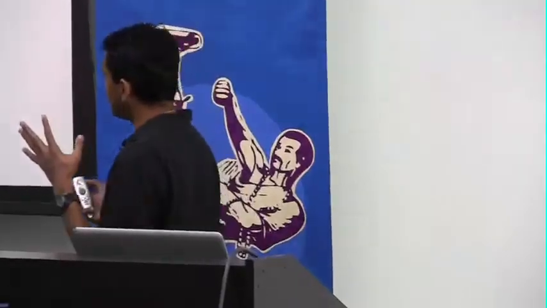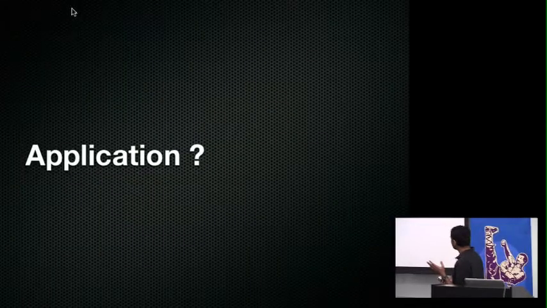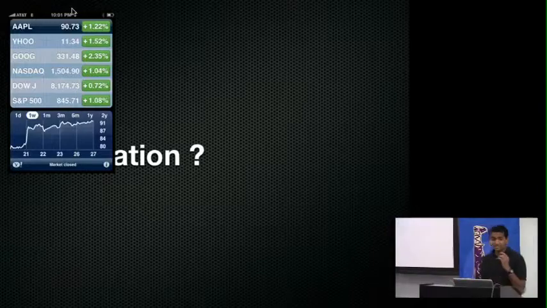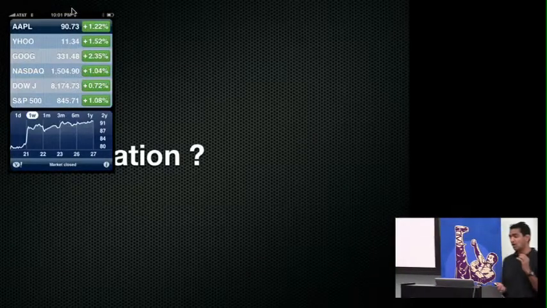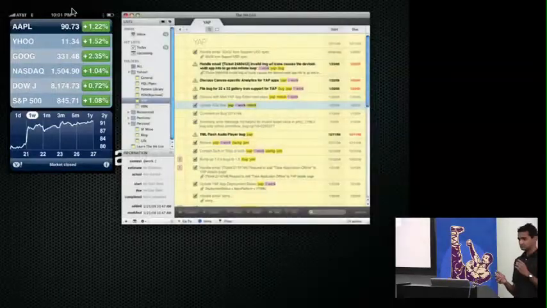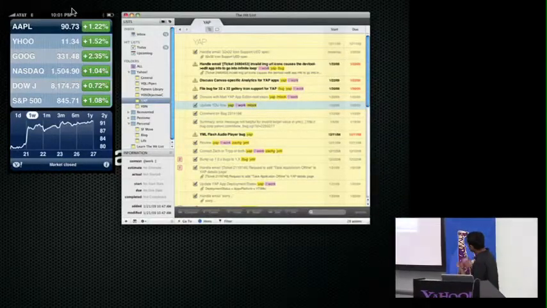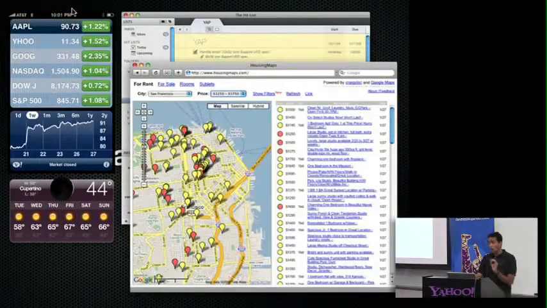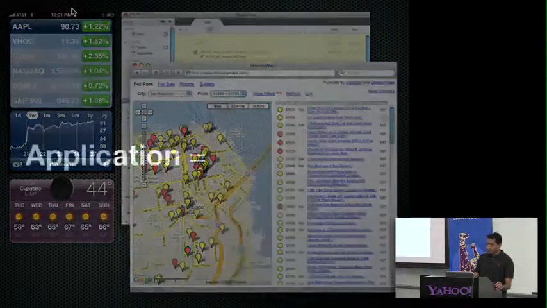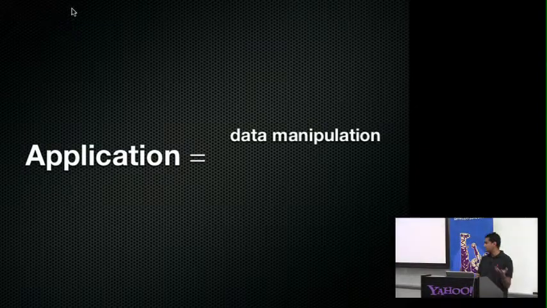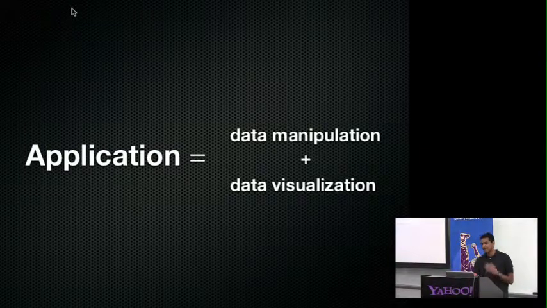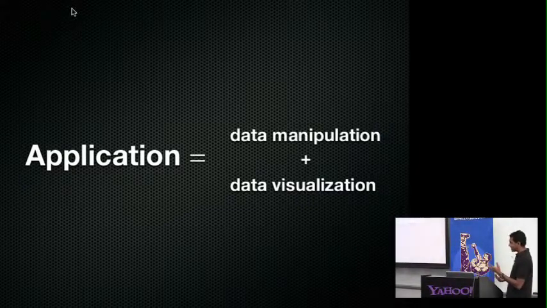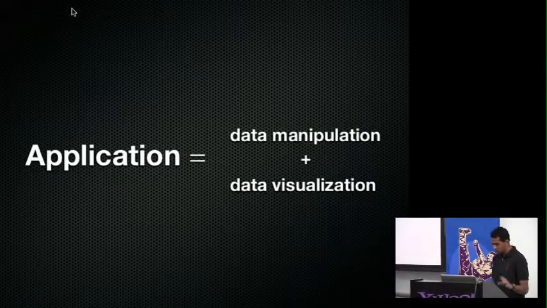An application is typically something like the stock ticker application on the iPhone, the mail application on the Mac, the weather application on the iPhone, or housing maps, which is a mashup application. They have common themes: data fetching and manipulation, and data visualization. Today's talk is mostly focused on data fetching and manipulation and how you can do it with YQL.